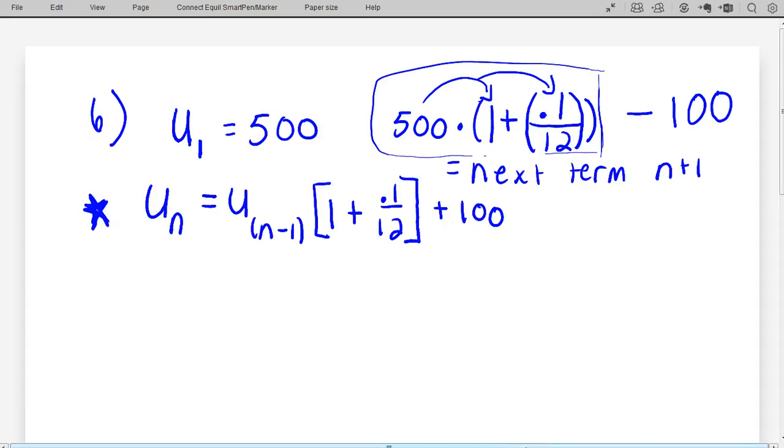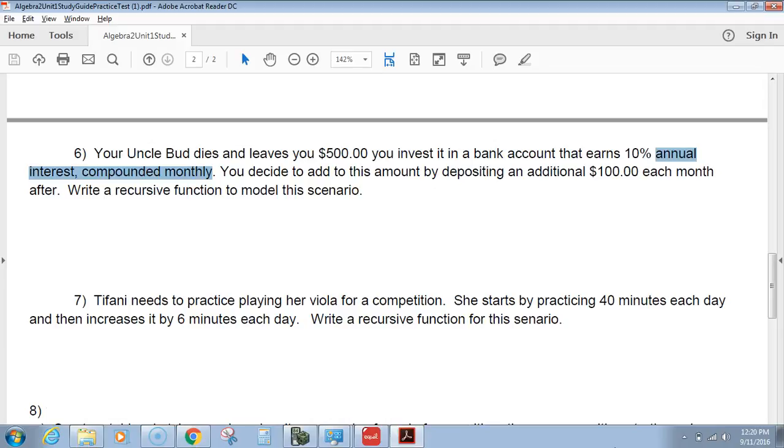If you want to take it to that next step, since we're using u sub 1, our n would have to be greater than or equal to 2, right? Because if I put 2 in for n, 2 minus 1 is 1, which gives us the lowest value that we were given. Okay, let's see, that was 6.